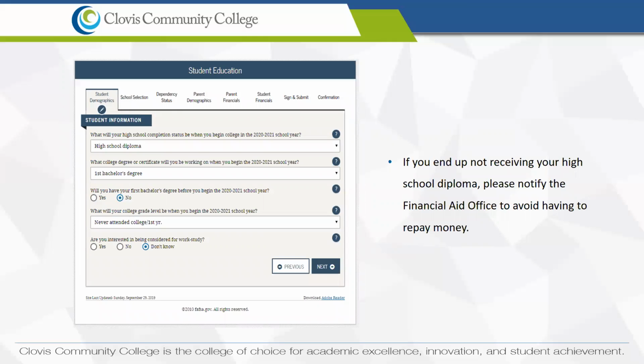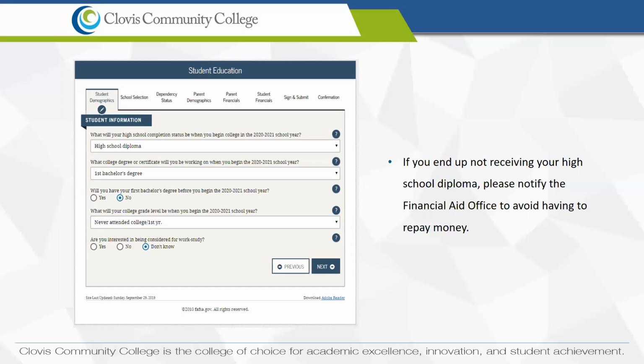Next, you will enter what you anticipate your high school completion status to be when you begin college in the school year you are applying for. If you are a current high school student and expect to graduate before you begin attending college the next year, you will indicate a high school diploma as your response to this question. If you end up not receiving your diploma or the equivalent, it is important that you notify the financial aid office to avoid receiving financial aid and having to pay it back.